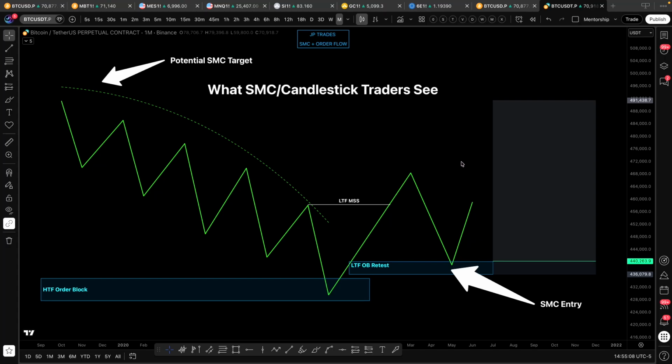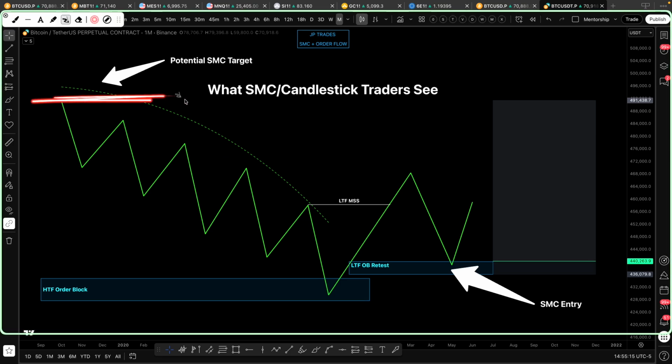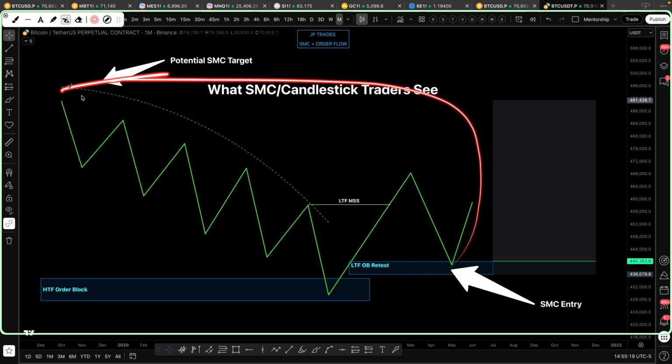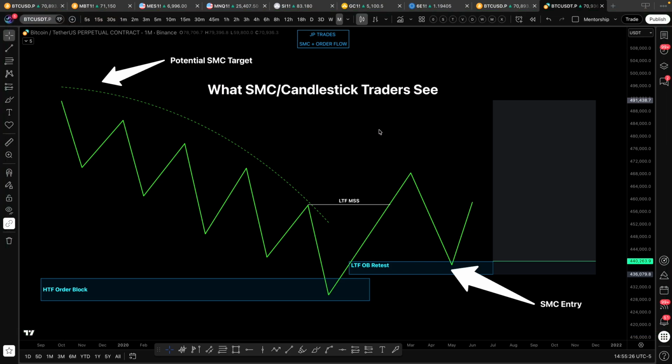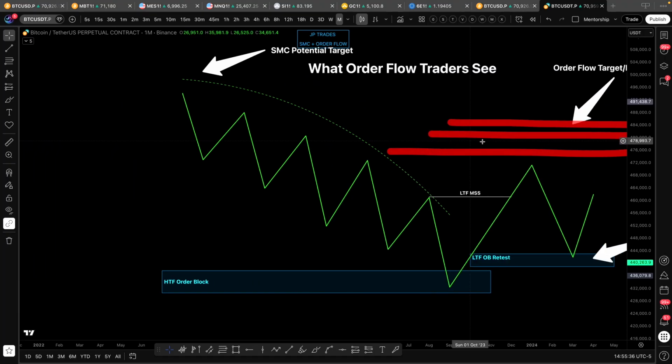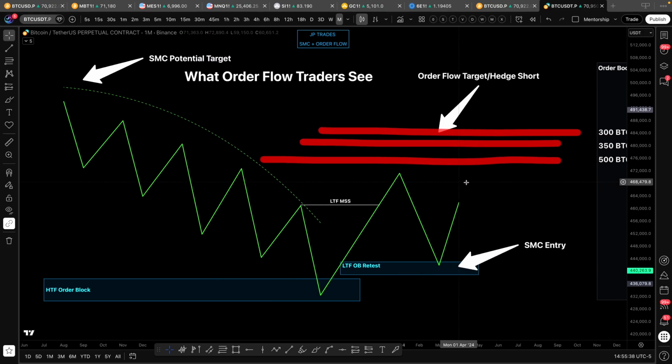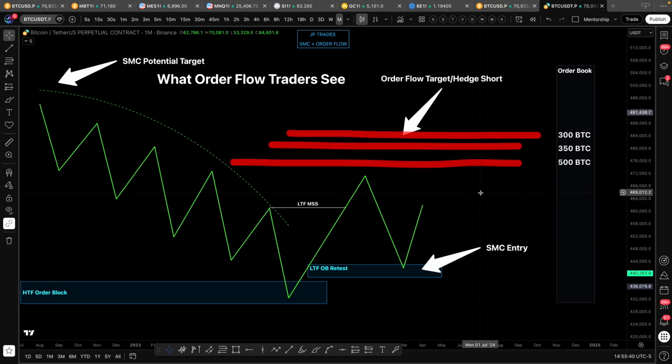Most likely, you might be taking some profit here, or you're looking for that range high up here, or maybe you have a key level here. So you enter in here and you want to take profits up here. It's a great idea. It's a great foundation. There's nothing wrong with this. It's just half of the truth. But if you want x-ray vision, you can see here what order flow can look like and what order flow traders see.